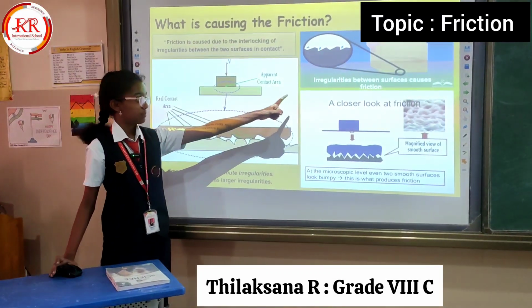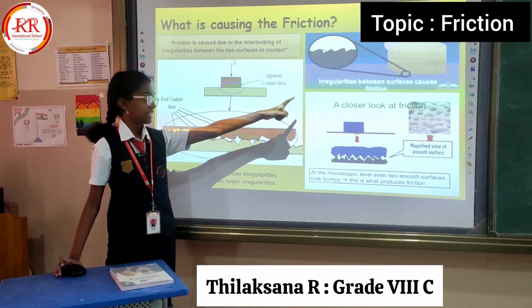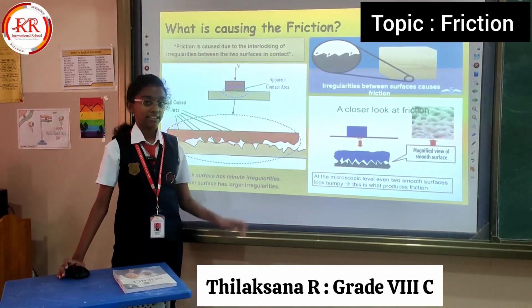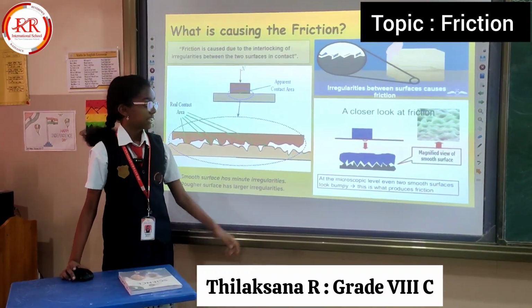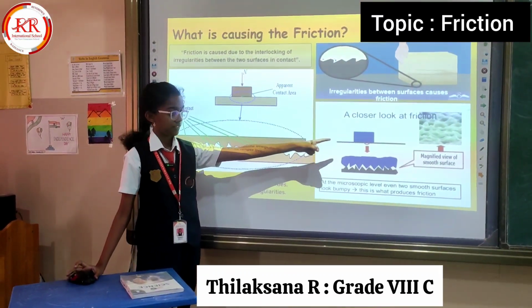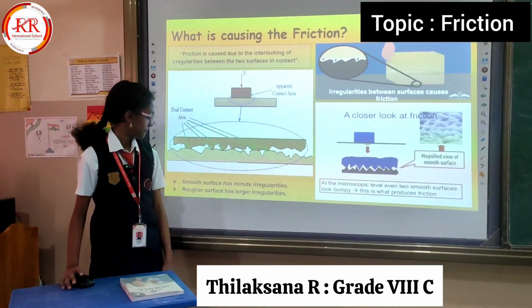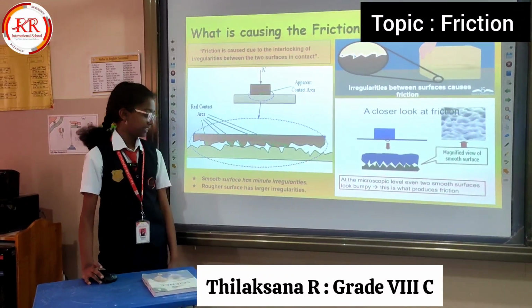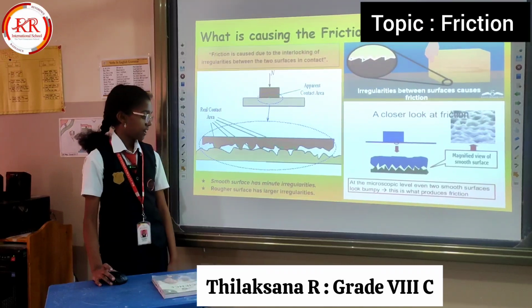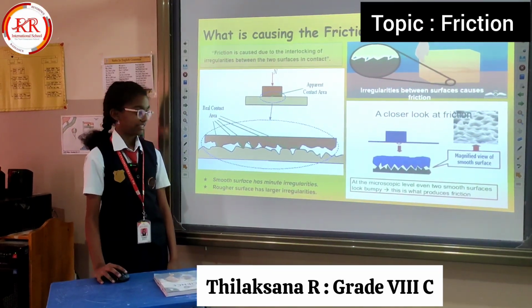So, when one object is moving over a surface, it gets locked between these irregularities, causing friction. This picture shows a magnified view of the smooth surfaces. So, a smooth surface has minute irregularities, while a rough surface has a large amount of irregularities.